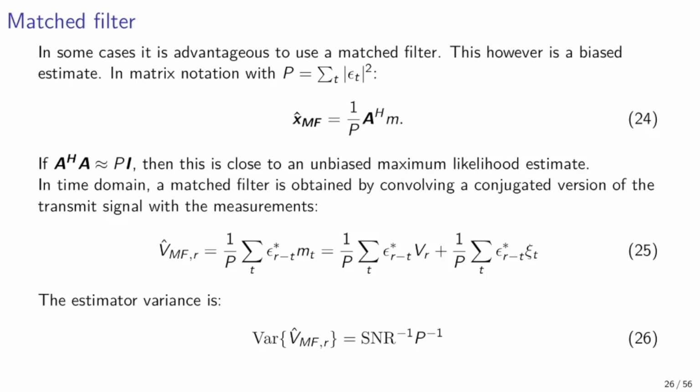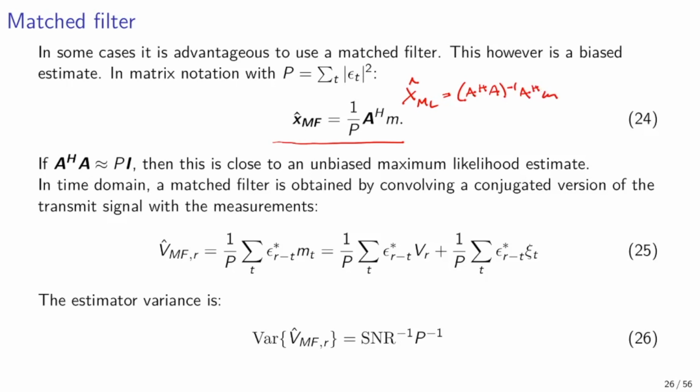The match filter is a commonly used technique in radar signal processing for deconvolving a radar transmit pulse. Unlike the previous estimators I described earlier, the match filter is a biased estimator. When applying a match filter, the estimated complex voltage of the scattered signal has estimation artifacts, which are often called range side lobes. In matrix form, the match filter is defined by equation 24. We can compare this to the maximum likelihood estimator shown earlier.